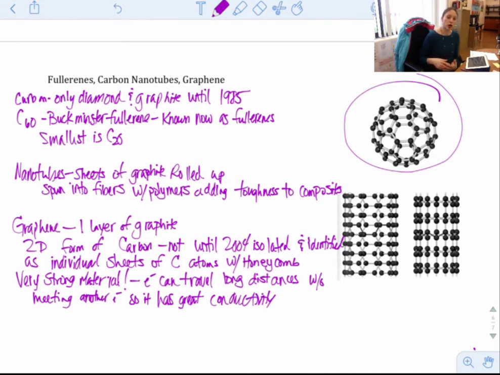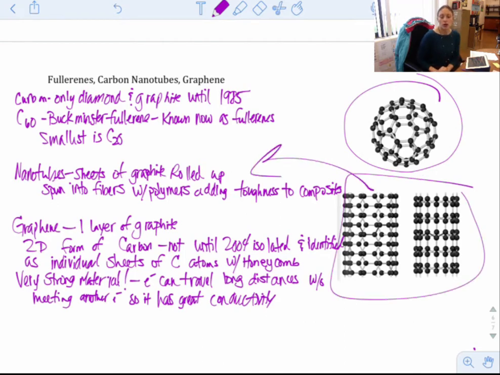If you have what's called a carbon nanotube, that's when you have sheets of graphite or sheets of carbon that are rolled up. So these right here are examples of carbon nanotubes, okay? You spin these into different fibers and polymers, and it makes them a lot tougher. So when I talk about composite softball bats, because I deal with softball, that's a carbon mixture, usually with some kind of polymer, all right? And you're adding that carbon to it usually in the form of a nanotube or graphite or graphene, okay? Graphite and graphene are a little bit different.